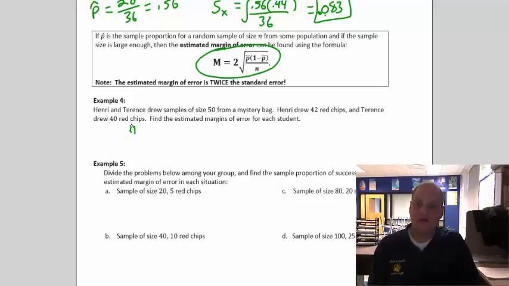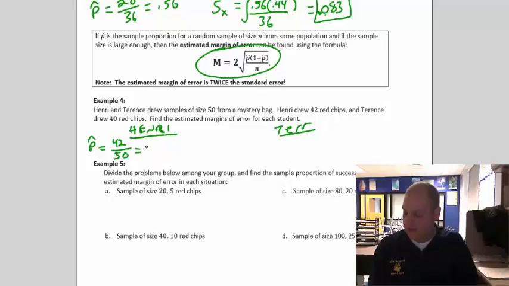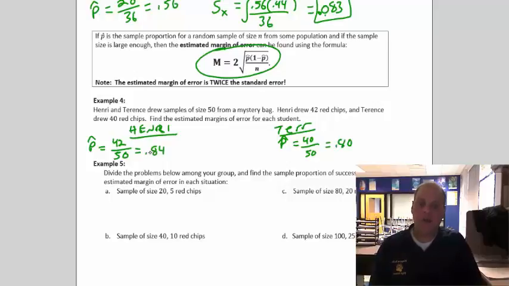Henry's p hat is going to be 42 out of 50, and that's 0.84. So that's his sample proportion. Terry's p hat is 40 out of 50, which is 0.80. So he has a smaller p hat than Henry does. He has a smaller sample proportion.